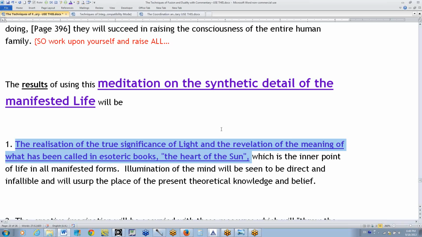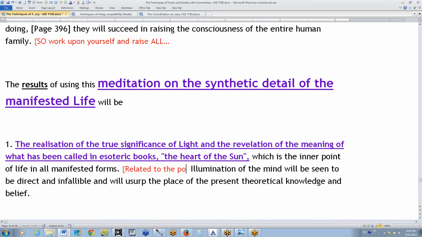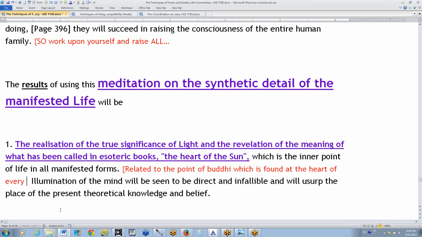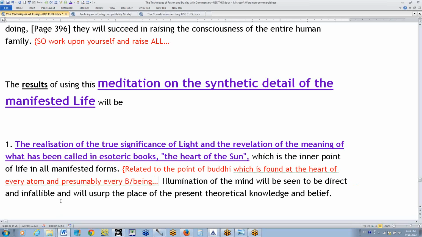and the revelation of the heart of the sun, the magnetic, cohesive love, which holds all things in relationship. So the realization of the true significance of light and the revelation of the meaning of what has been called the heart of the sun, which is the inner point of life in all manifesting forms. It's almost like related to that point of buddhi, which is found at the heart of every atom and presumably every being. Illumination of the mind will be seen to be direct and infallible and will usurp the place of the present theoretical knowledge and belief.